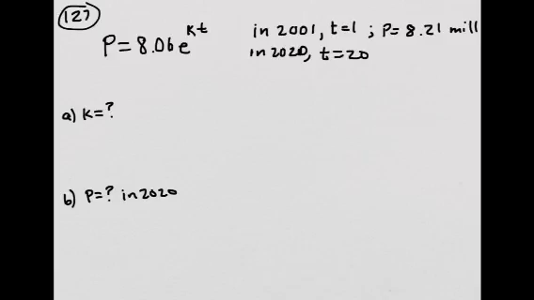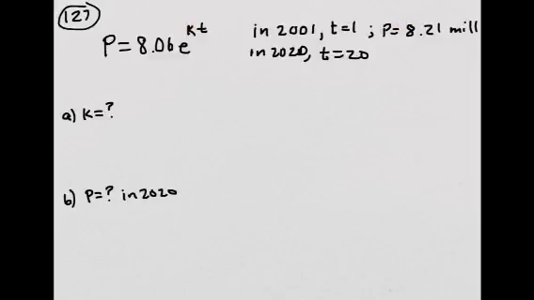Alright, so problem 127, they give you an exponential function right here that gives you the population in North Carolina from the year 2000 to the year 2012. So in the year 2000, this is the initial population in millions, so 8.06 million. T is the years since 2000, so in the year 2000, T would be 0. Okay, and we want to find k for the first part: in the year 2001, the population was 8.21 million. And so with that information, we're going to find k.